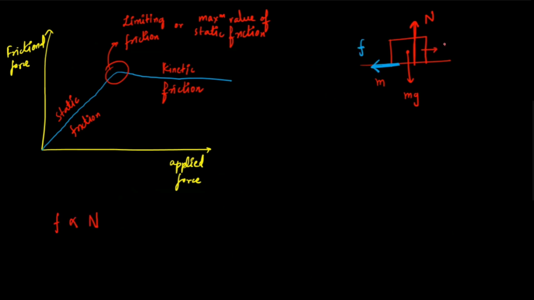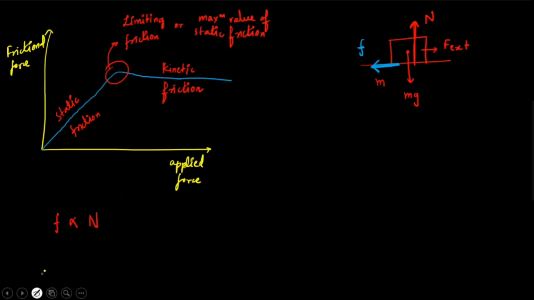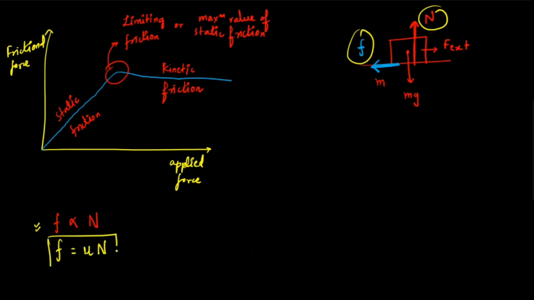Assuming some external force is acting in the forward direction. So what we found here is that this frictional force is directly proportional to this normal reaction. When we remove this proportionality, we get a constant called the coefficient of friction, which is represented by mu. This friction is of two types, as I told you, majorly.